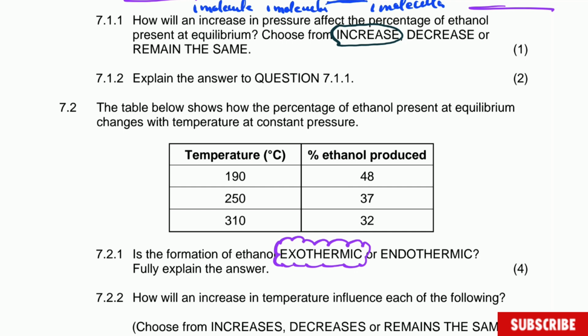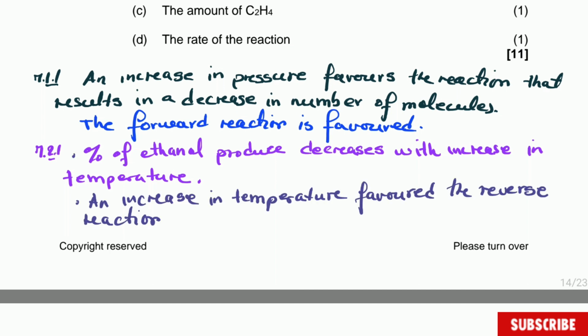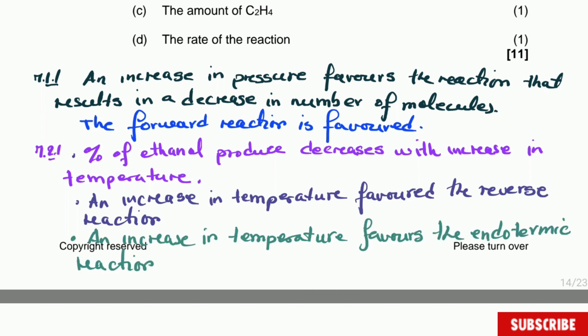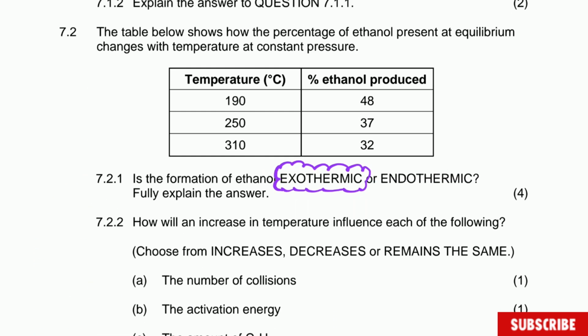Fully explain your answer. So the first thing you have to say is that the percentage of ethanol produced decreases with an increase in temperature. This means that the increase in temperature is favoring the reverse reaction. Therefore, the increase in temperature favored the endothermic reaction, which in this case is the reverse.